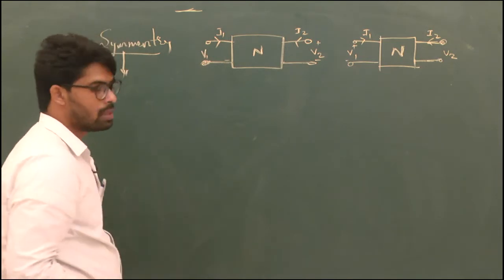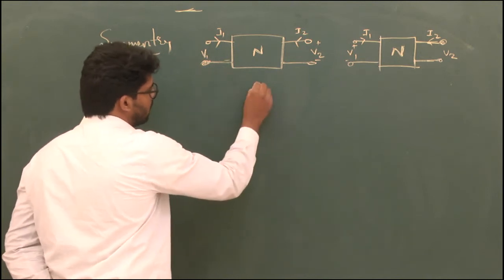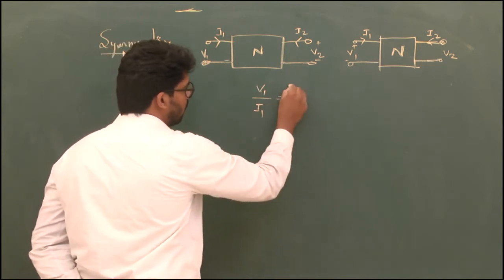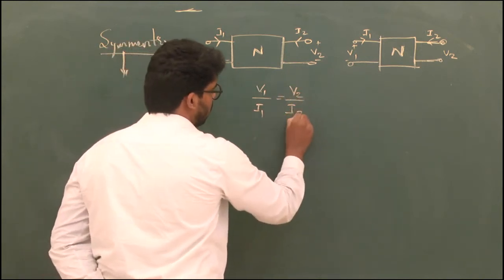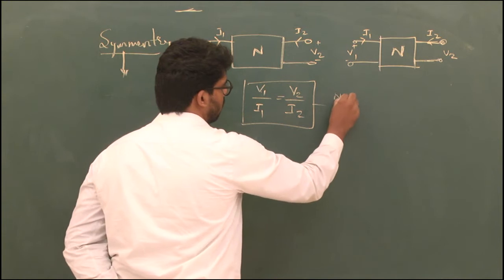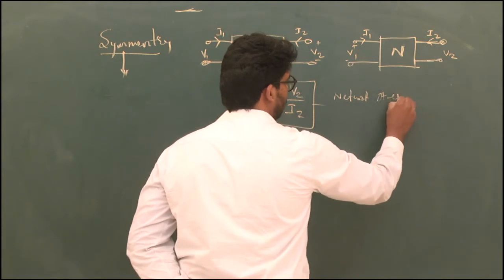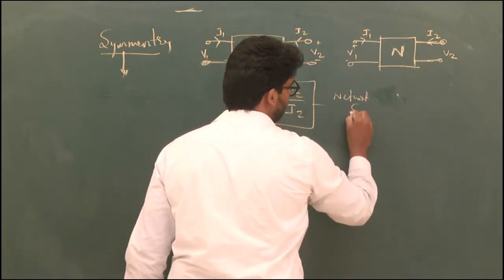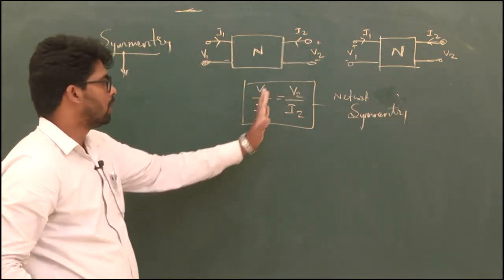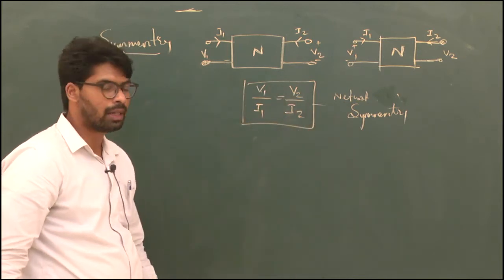So what does symmetry mean? The input impedance, let us say V1 by I1, should be equal to the output impedance. If you show this in any network, it is called symmetry. So the input impedance should be equal to the output impedance. Then it is called symmetry for any network.